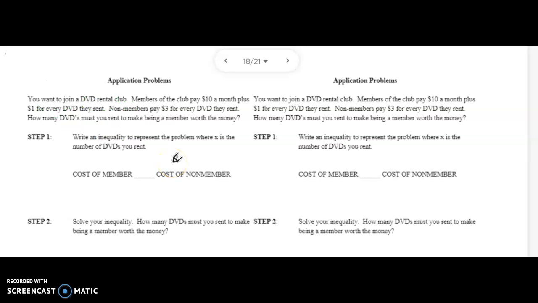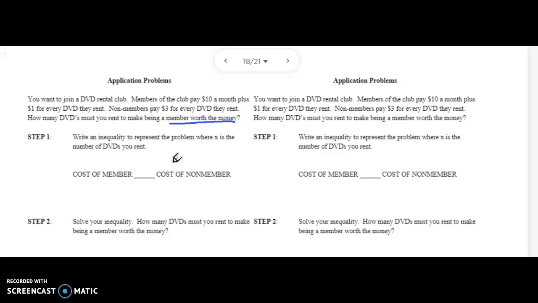All right, let's look at this application problem in slide 18. It says you want to join a DVD rental club. Members pay $10 a month plus $1 for every DVD they rent. Non-members pay $3 for every DVD they rent. How many DVDs do you have to rent to make being a member worth the money? Right? Member worth the money means in the long run, you're paying less than a non-member, right? That's what makes it worth it, because you're going to end up paying less than a non-member, okay?